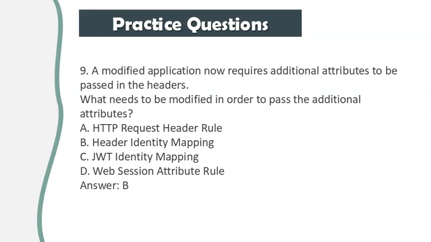9. A modified application now requires additional attributes to be passed in the headers. What needs to be modified in order to pass the additional attributes? A. HTTP request header rule. B. Header identity mapping. C. JWT identity mapping. D. Web session attribute rule. Answer: B.